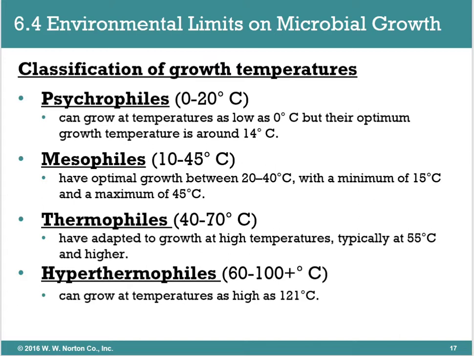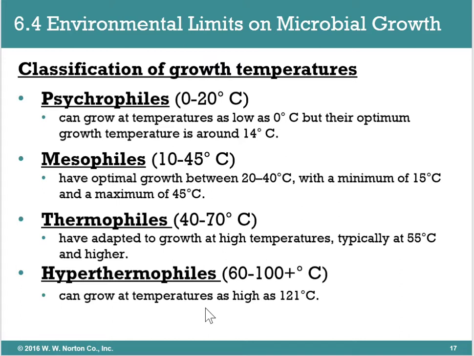We're going to go a little bit more into detail about the temperature ones. These are classifications of organisms by the temperature ranges in which they grow. There are psychrophiles, which like to grow in a cooler environment. Then there are mesophiles, which like a warmer environment, 10 to 45 degrees centigrade. Then there are thermophiles, which like higher temperatures, the 40 to 70 range centigrade. And then there are hyperthermophiles, which can grow in extreme heats.